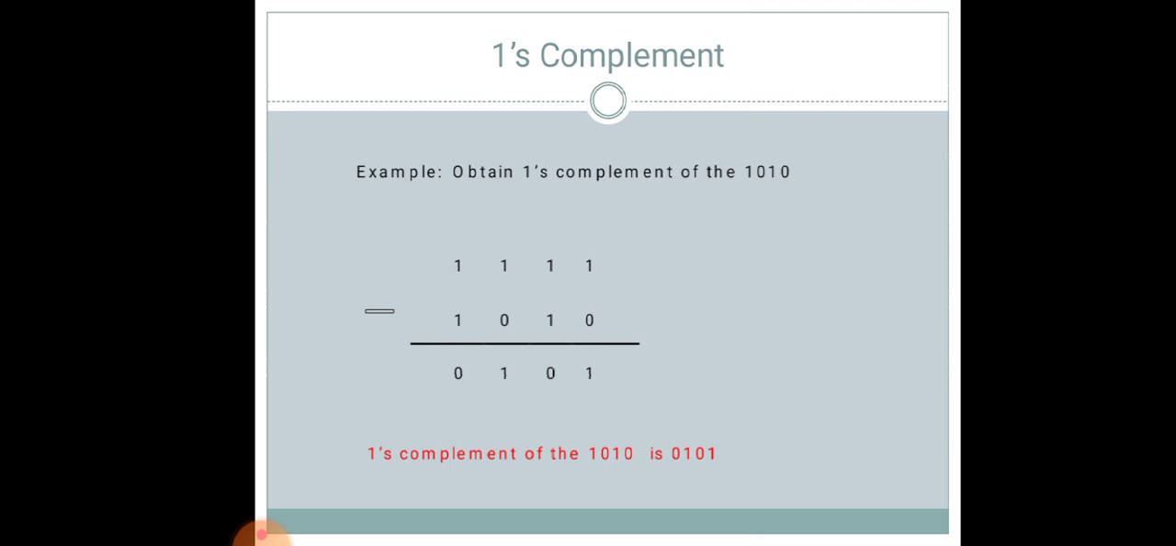So see the example. We have to find the ones complement of 1010. You can simply replace 1 with 0 or 0 with 1. But ones complement means subtracting each digit from 1. So we will subtract 1010 from all ones. So 1 minus 0 is 1. 1 minus 1 is 0. 1 minus 0 is 1. 1 minus 1 is 0.